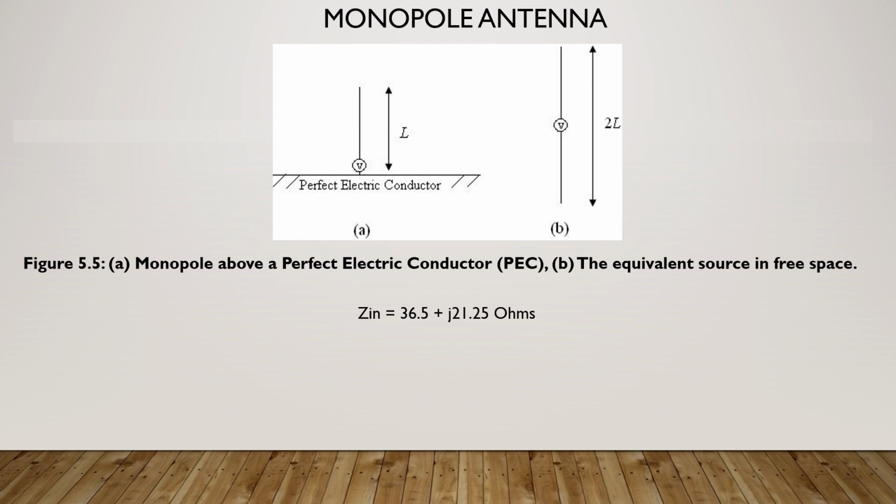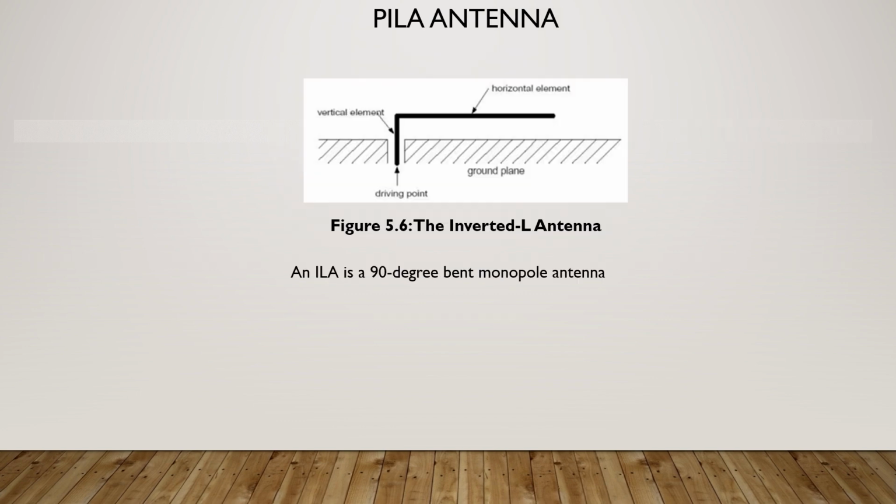Antennas on older cell phones were typically monopole antennas with an infinite ground plane approximated by the casing of the phone. Figure 5.6 shows an inverted L antenna. An inverted L antenna is nothing but a 90-degree bent monopole antenna. The horizontal element has a quarter wavelength spacing. The vertical element is a fraction of the wavelength. The inverted L antenna has low impedance. A regular planar inverted L antenna is a single band antenna.